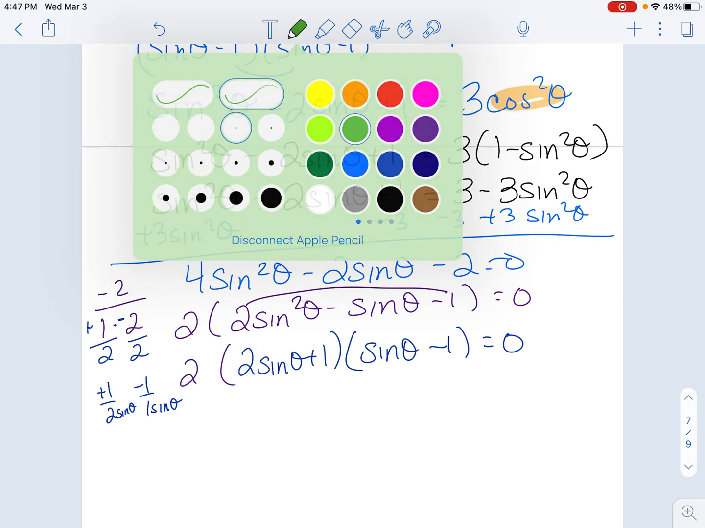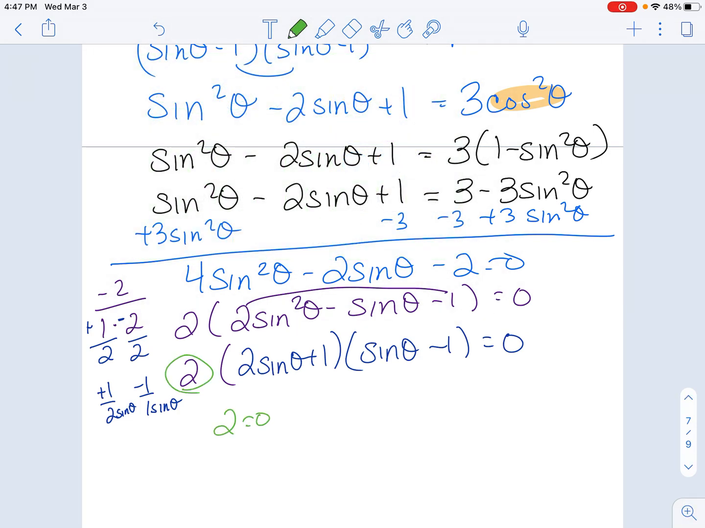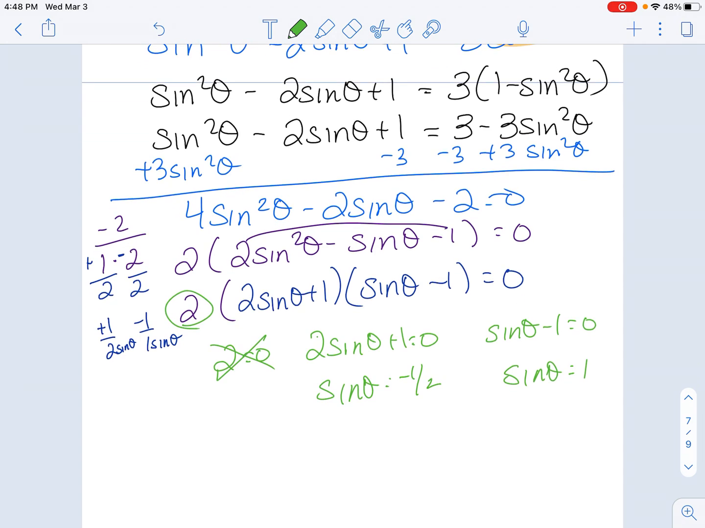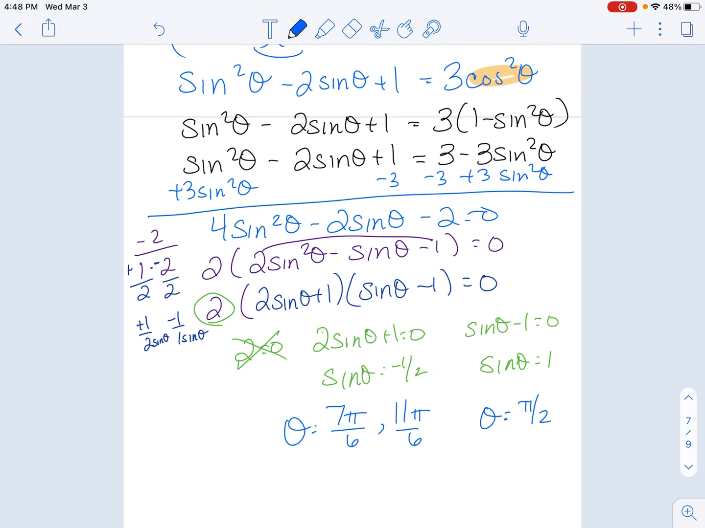Okay, so notice we have 3 parts here, but when I take that 2 and set it equal to 0, that doesn't give me a solution. But when I take 2 sine theta plus 1 and set it equal to 0, that gives me sine theta is -1/2. And when I take sine theta minus 1 equals 0, that gives me sine theta equals 1. So I'm looking for where sine is -1/2 and where sine is positive 1. Sine is -1/2 at 7 pi over 6 and also at 11 pi over 6. And sine is positive 1 where theta is pi over 2.